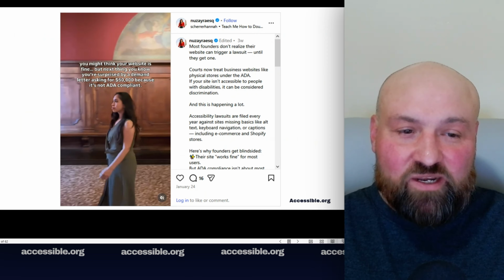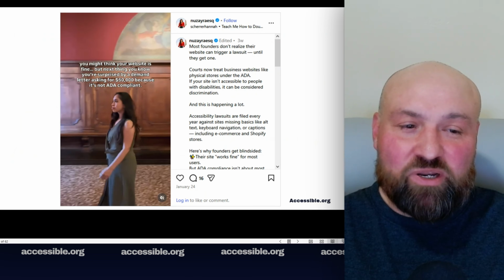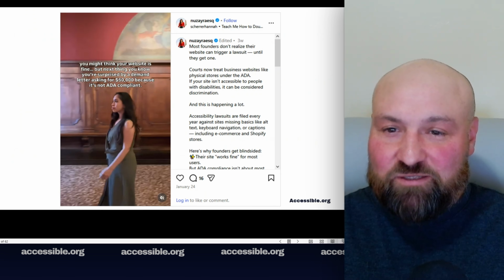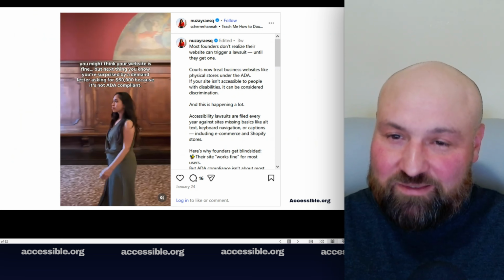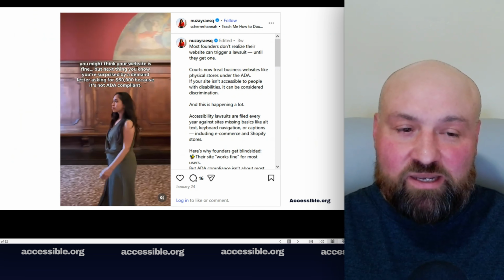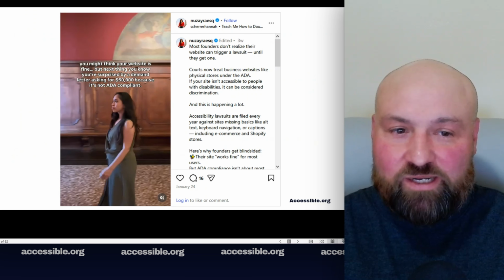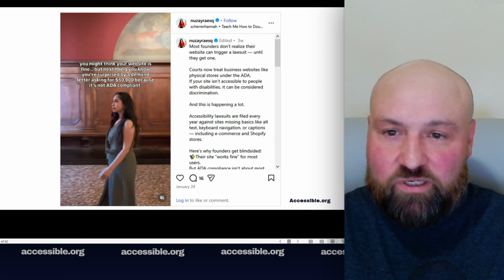Accessibility lawsuits are filed every year against sites missing basics like alt text, keyboard navigation, or captions, including e-commerce and Shopify stores." So this Instagram post is here to make this real and make this tangible. This is happening. So it is so important that you understand how to actually make your Shopify store accessible and take care of those technical accessibility issues.